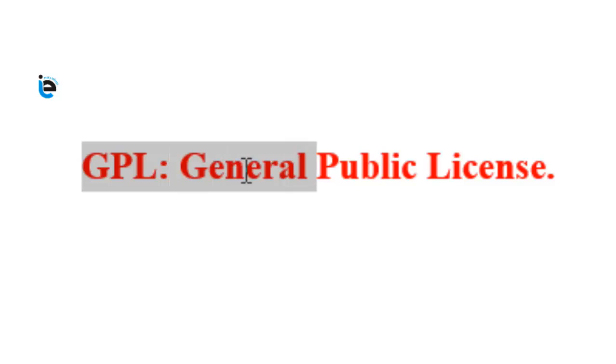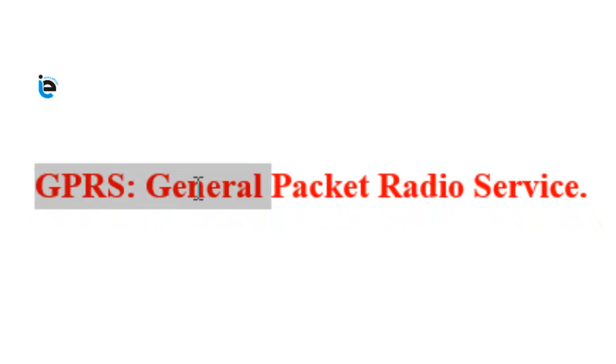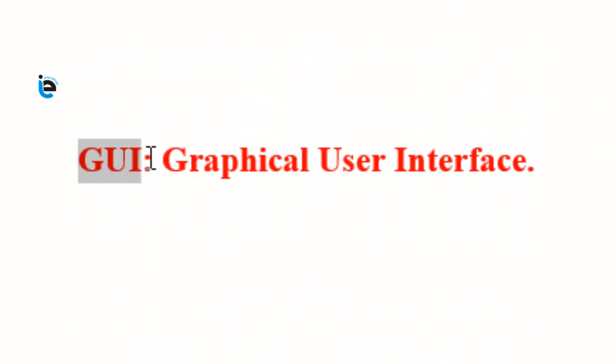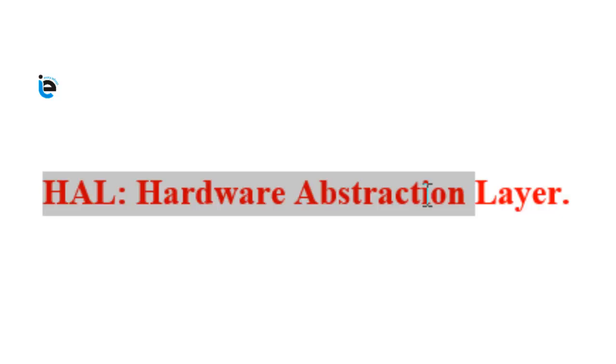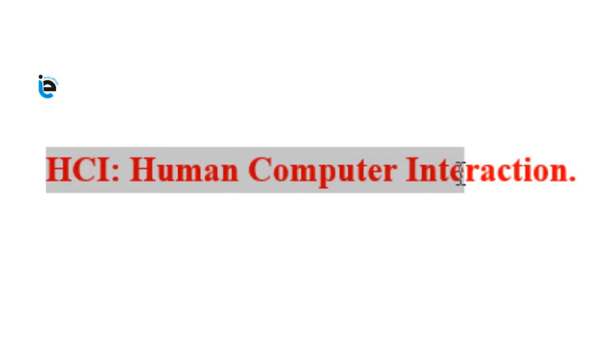GPL stands for General Public License. GPRS stands for General Packet Radio Service. GPU stands for Graphics Processing Unit. GUI stands for Graphical User Interface. HAL stands for Hardware Abstraction Layer. HCI stands for Human Computer Interaction.